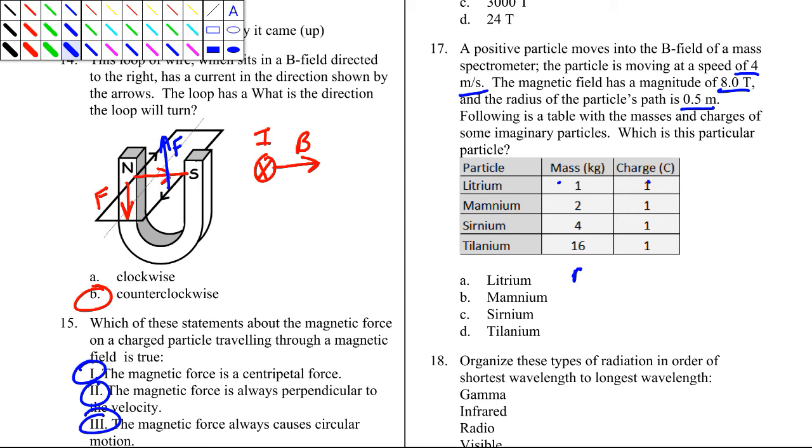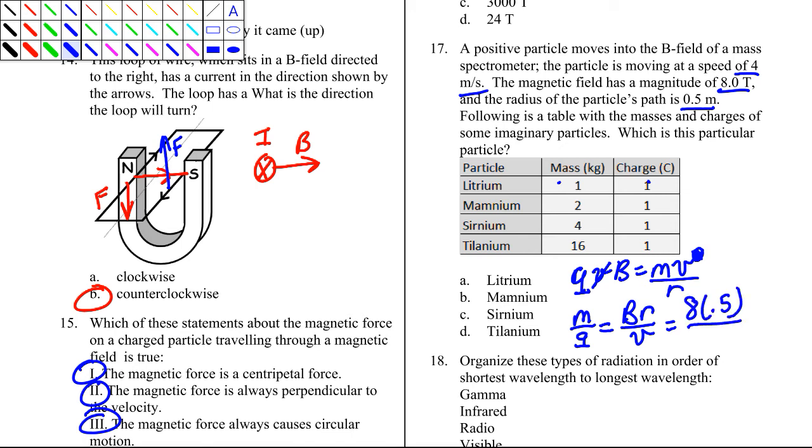Let's see, I always forget what it is. I'm going to say qvB equals mv squared over r. You had the cyclotron equation on your equation sheet, but I always forget what it is. So I'm going to have m over q is Br over v. B is 8, R is 0.5, divided by v, which is 4. That's 4 over 4, which is 1. So my mass to charge ratio is 1 kilogram per coulomb.